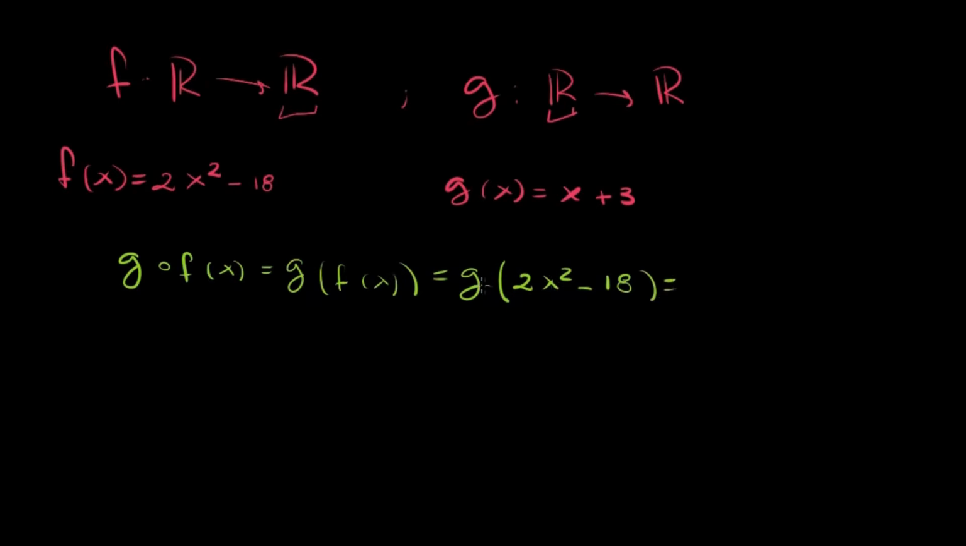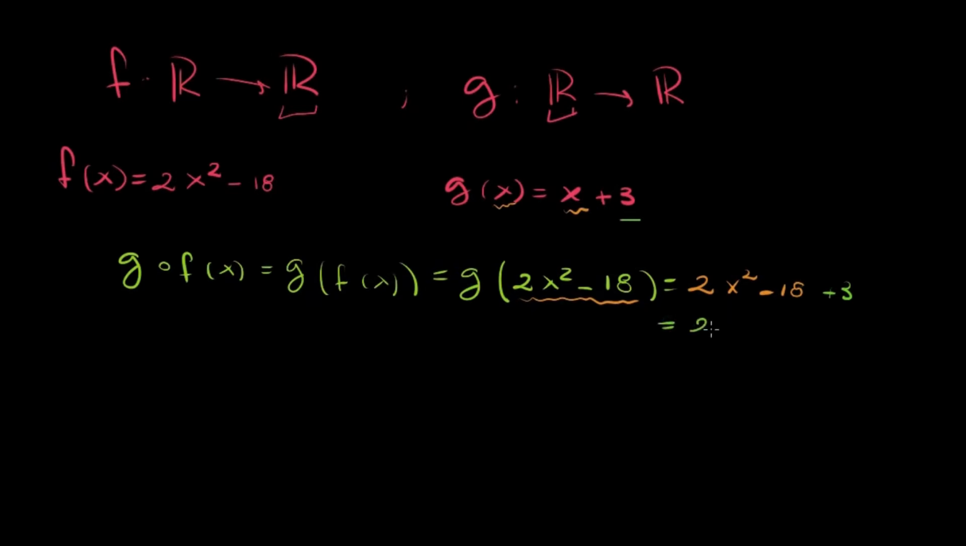And let's think about this. G takes an element or a number, whatever, x, and it adds 3 to it. So now I would take this number and it would add 3 to it. So what it would do is say, okay, this is 2x squared, so whatever I have inside, I added 3. So 2x squared minus 18, and then would come this part, so this is plus 3.